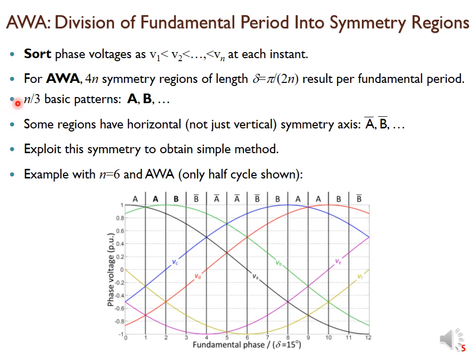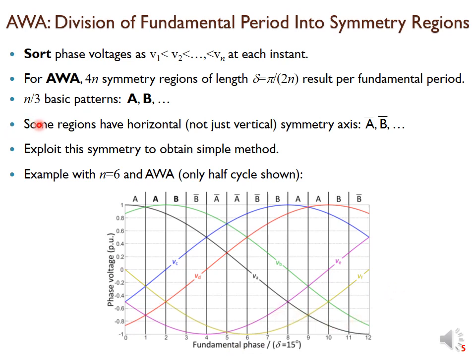Furthermore, although for symmetrical windings all the regions were symmetrical with respect to each other, for asymmetrical windings we have n over 3 basic patterns, so that some regions are symmetrical with respect to A, some other with respect to B, etc. This can be observed here for a 6-phase machine with asymmetrical windings, although here we're not showing explicitly the sorting of the phase voltages for simplicity.